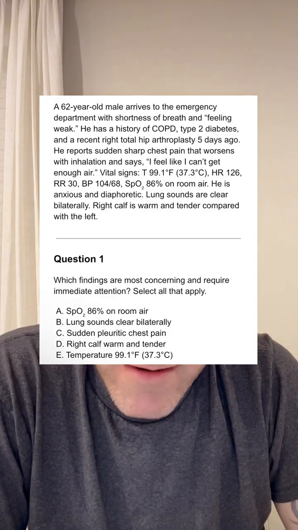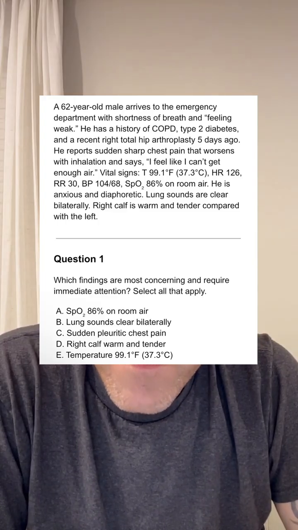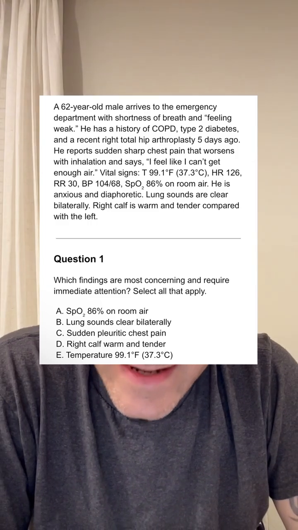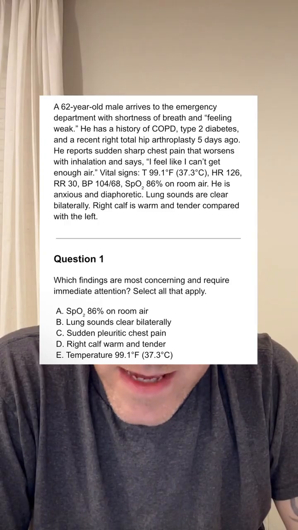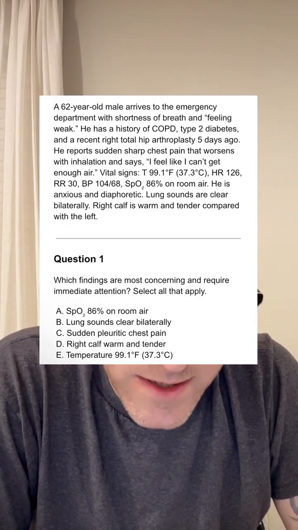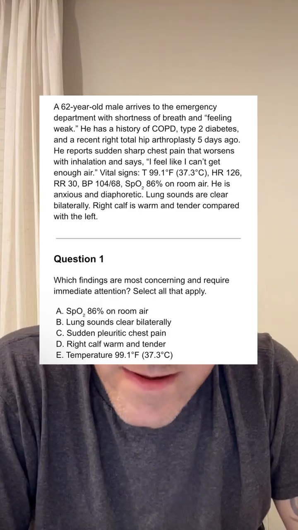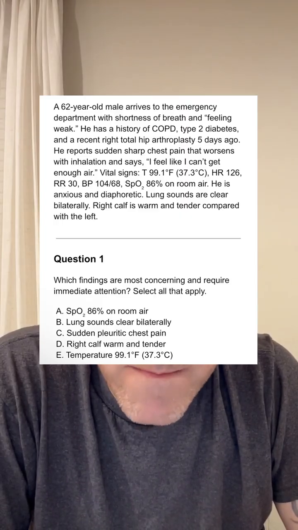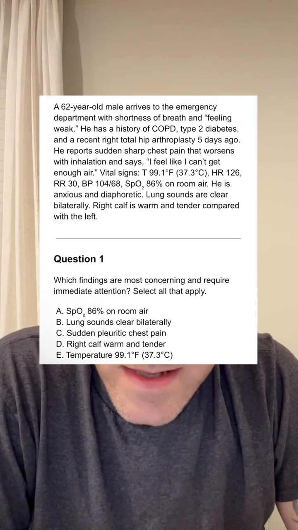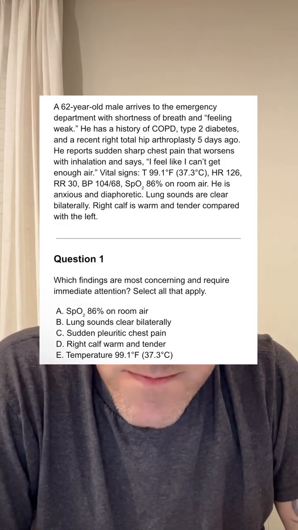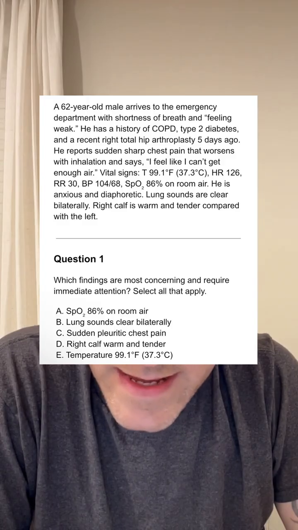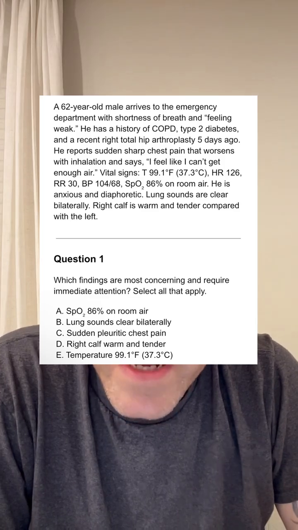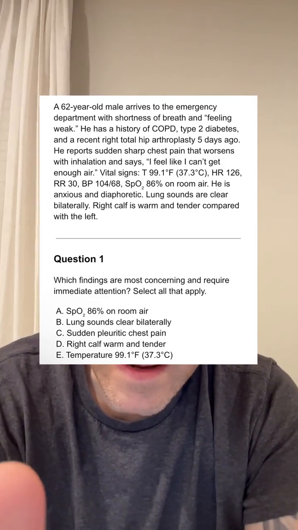So which findings are most concerning and require immediate attention? This first question is A, C, and D. It's not B because clear lung sounds do not mean the patient's stable. Sometimes when we're talking about a PE, they present with clear lung sounds because the problem is perfusion and blood flow, right? So not ventilation. So that option was a trap. And it's not E. A temperature of 99.1 is not a priority. So that being said, we're talking about somebody with a PE.